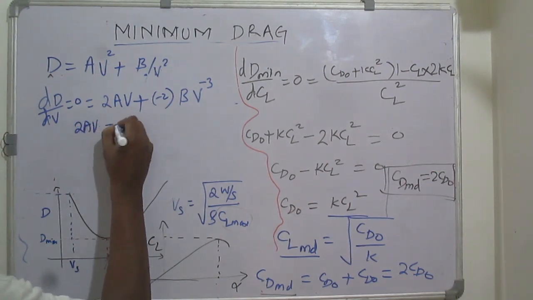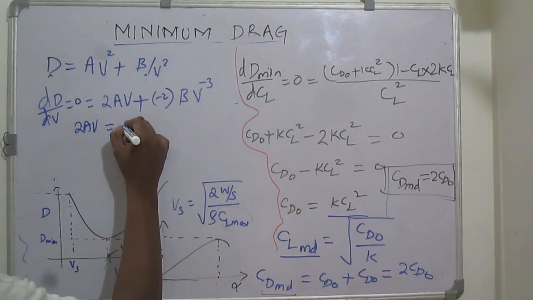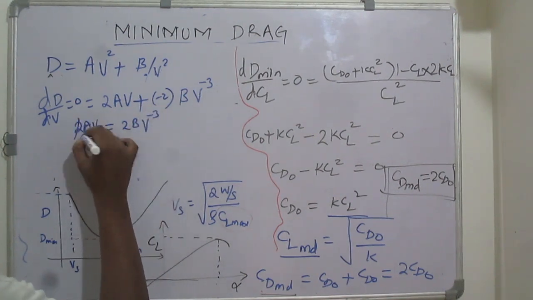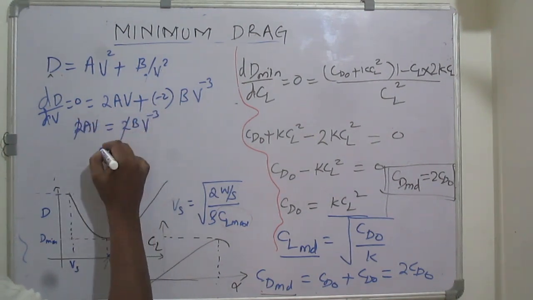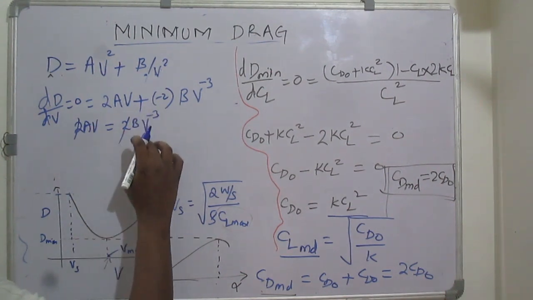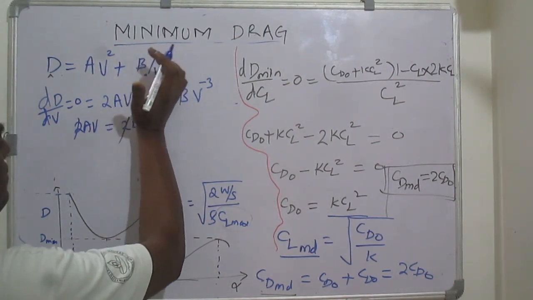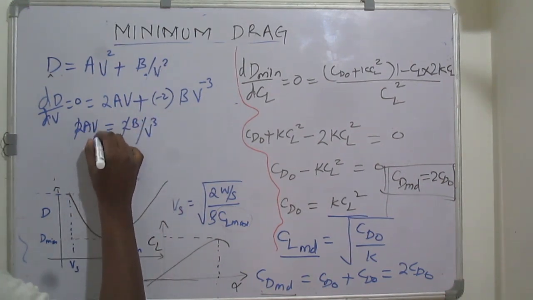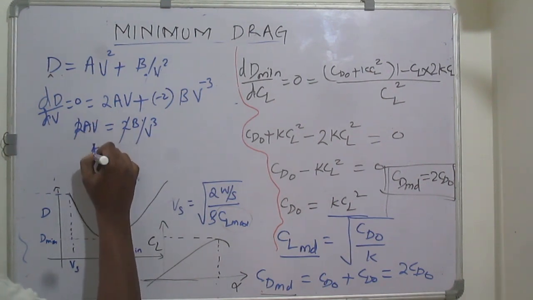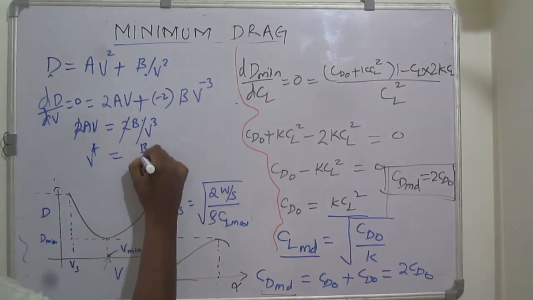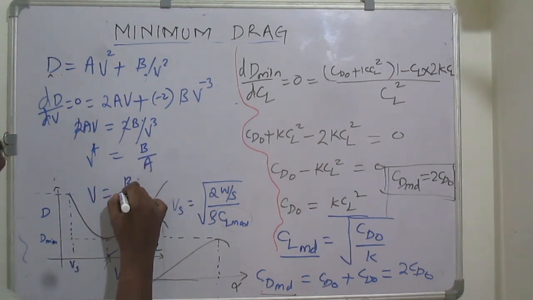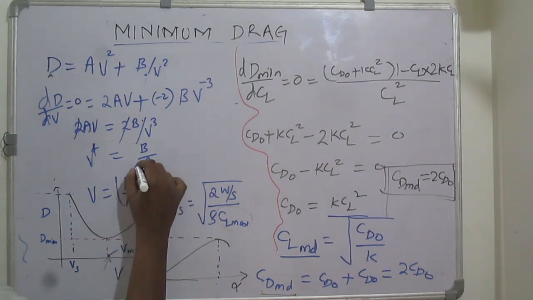2AV equal to, this we can take to the other side, 2B by V cube. So that is okay. So 2 will be cancelled, and we can write AV, this can be written with B by V cube in the denominator. So V cube into V, that is V power 4, equals B by A. So then V equal to B by A whole power 1 by 4.